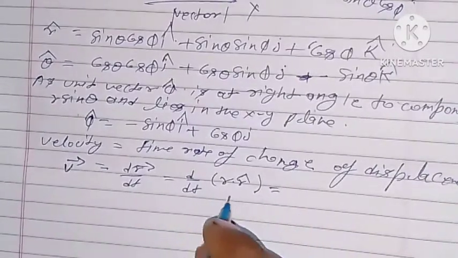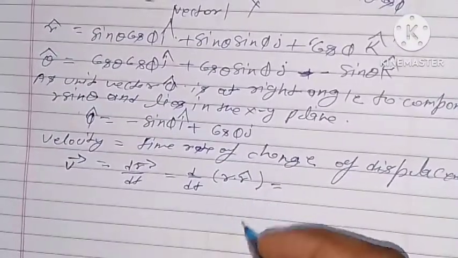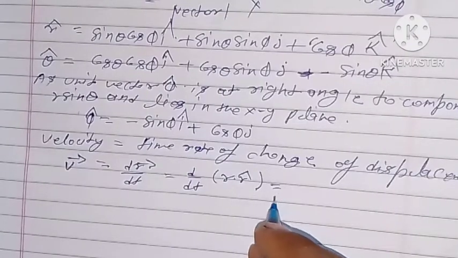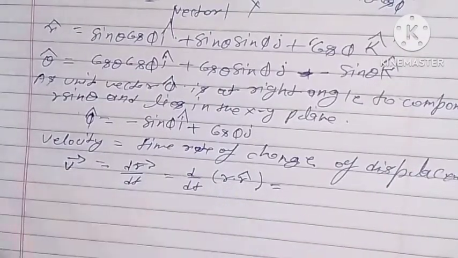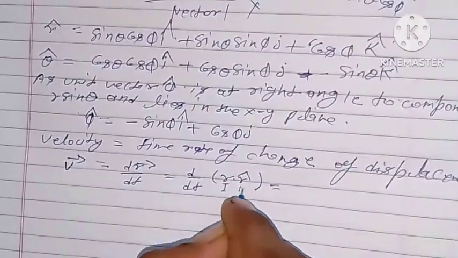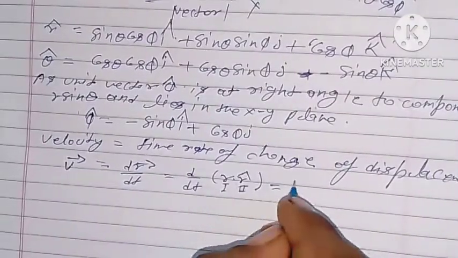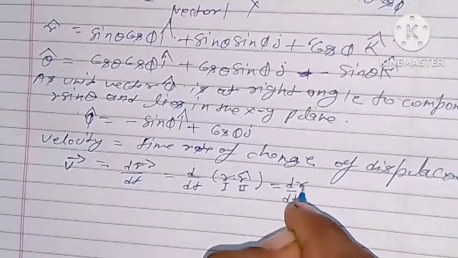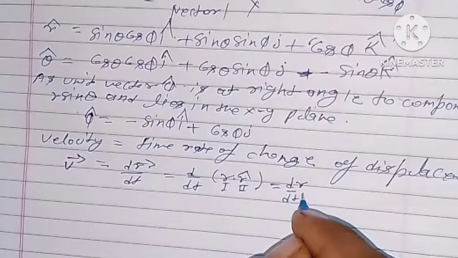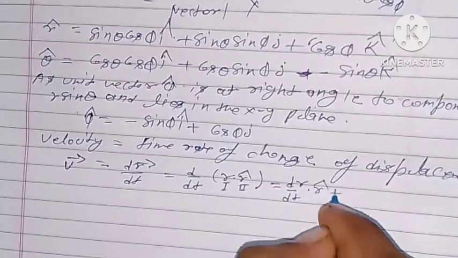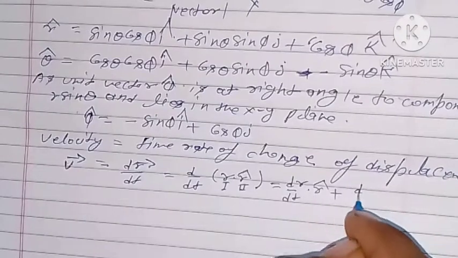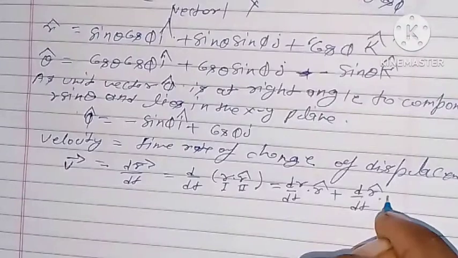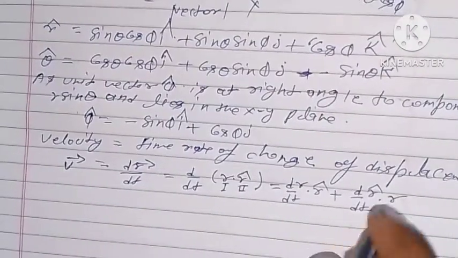We can differentiate this value. This is the first part and this is the second part. Differentiate the first part: d upon dt of r, left second part, plus differentiate the second part: d upon dt of unit vector r, left first part.